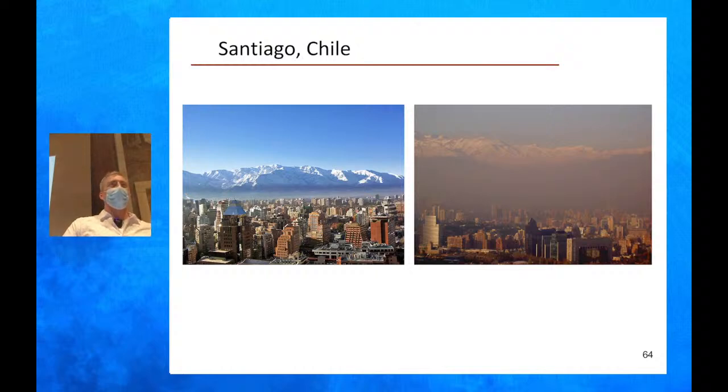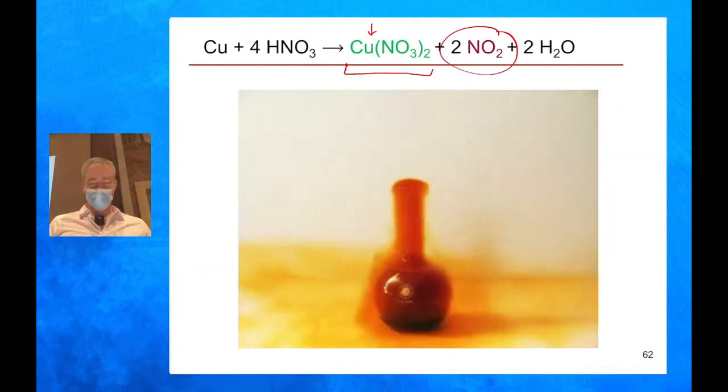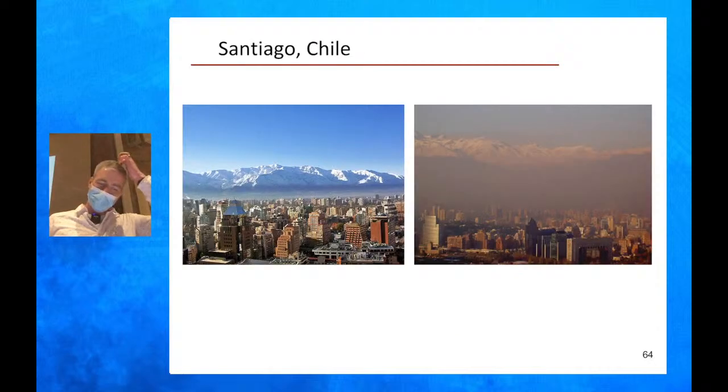Okay, so when it gets in the air, it creates smog, and when you're in a smoggy city and you look on the horizon, it almost looks orangish. And what you're seeing is the actual NO2 gas that's being produced, in this particular case right here. This is Santiago in Chile, and this is, depending on the source or the time of year, one of the worst cities in the world.